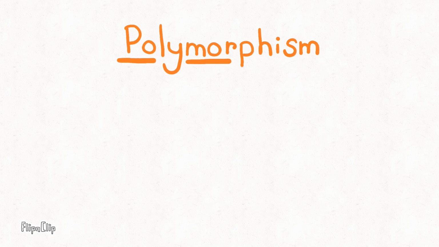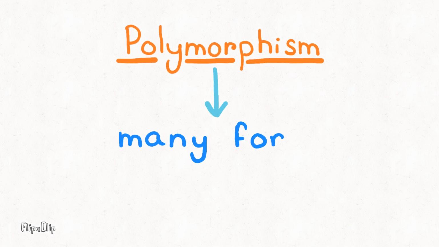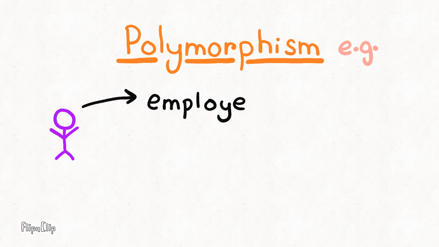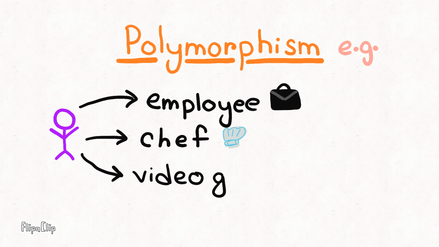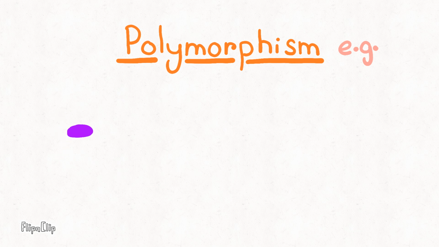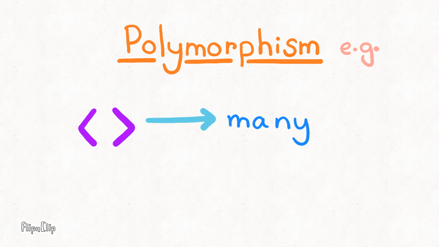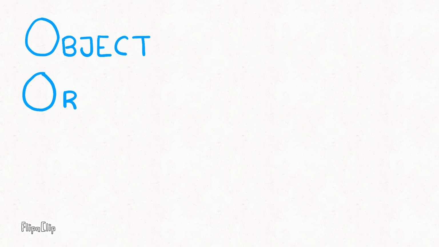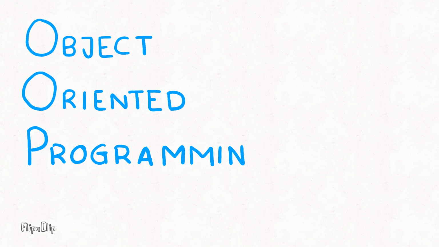Polymorphism means many forms, and in an OOP language, our code can take many forms and perform various functions. For example, a person can be an employee, a chef, and also be good at video games. Just like that, we can make our code behave such that it can perform many different tasks under the same name. Object-oriented programming has become an industry standard today.